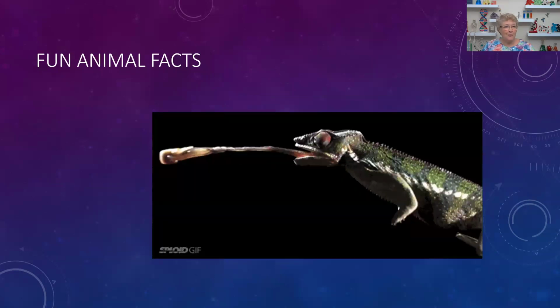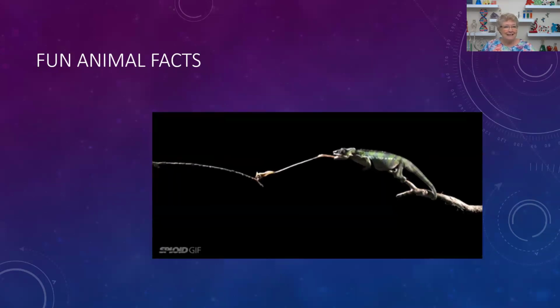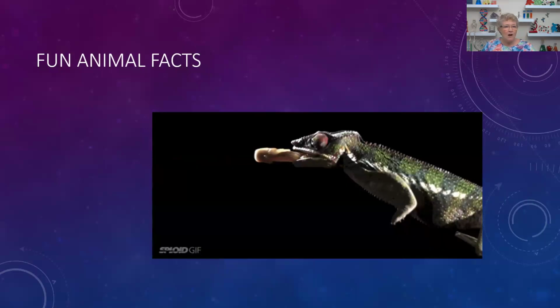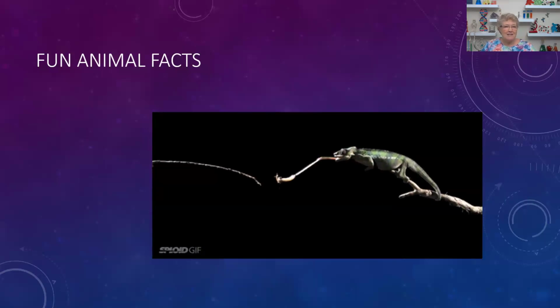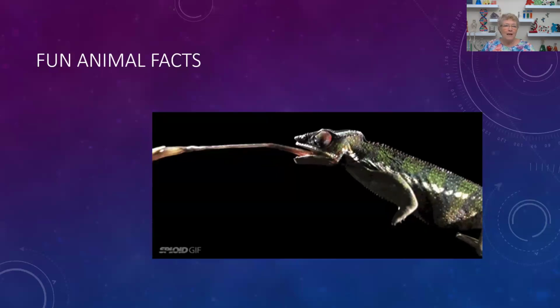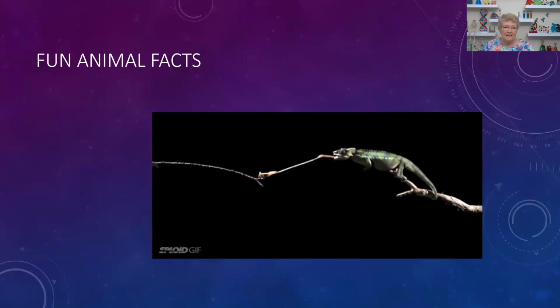Here's a fun video for you. This is a chameleon. A chameleon's tongue is as long as its body. This is super slow motion. It is as long as its body, but it can grab prey in a fraction of a second.